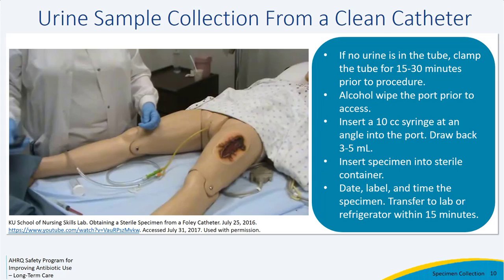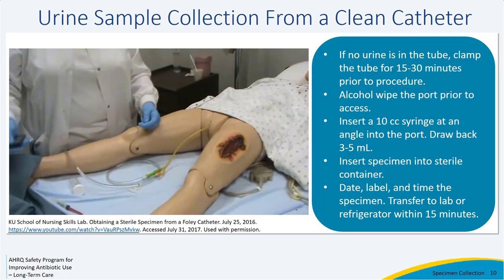Now, we will review a short video to describe the correct method to obtain a urine sample from a clean, newly placed catheter. It is acceptable to collect urine from the port of a freshly placed catheter, not from a catheter that has been in place for a long time. We recommend removing the catheter and placing a new catheter before obtaining the urine specimen.